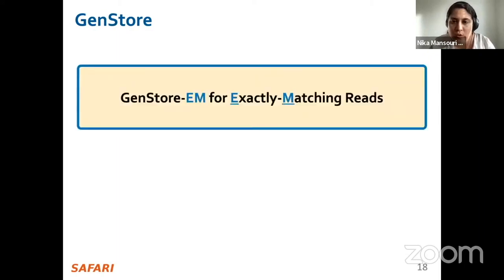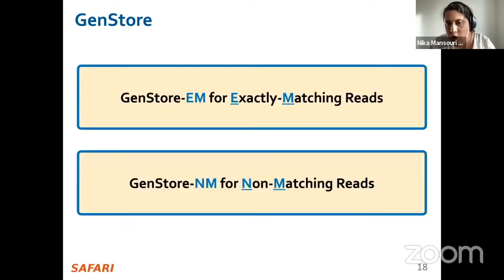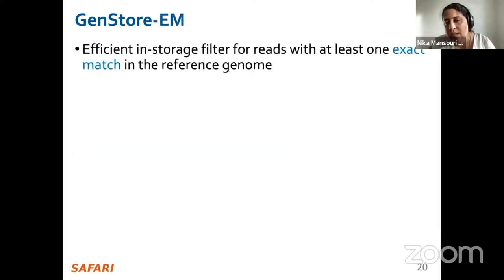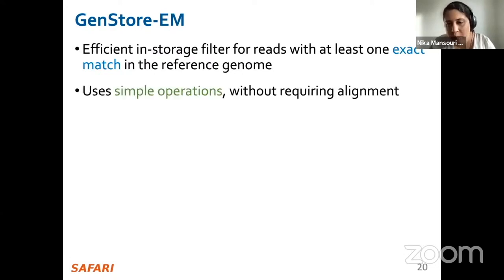So by thorough analysis of the mapping process of reads with different properties and different degrees of genetic variation, we designed two low-cost in-storage filters, GenStore-EM for exactly matching reads and GenStore-NM for filtering most of the non-matching reads. Let's take a closer look at GenStore-EM. GenStore-EM accelerates read mapping by using an efficient in-storage filter to filter reads that have at least one exactly matching location in the reference genome via simple operations and without requiring alignment.